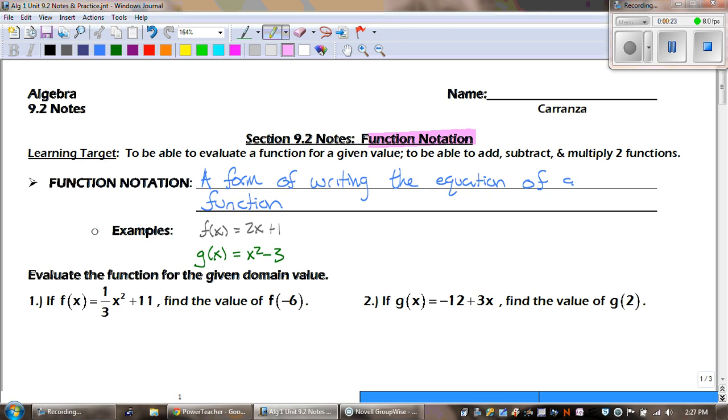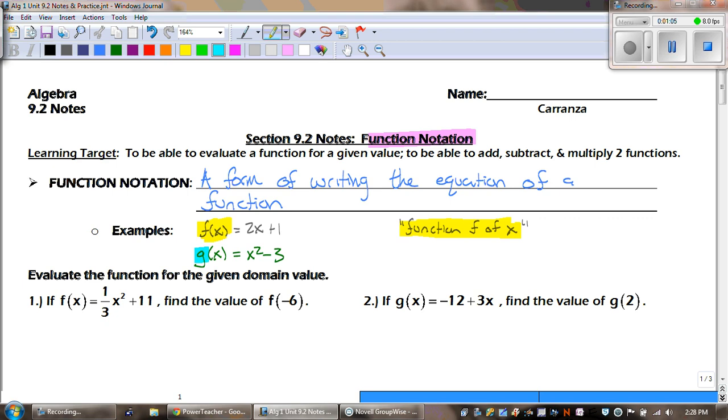So function notation. Function notation is a form of writing the equation of a function. And that can look like many different things, but we got two examples below. Now, it says that f of x equals 2x plus 1. So the only thing that's really different right now is that beginning part. The way we say that is that that is a function f of x. So that part in the yellow, that's what that means, f of x, function f of x.